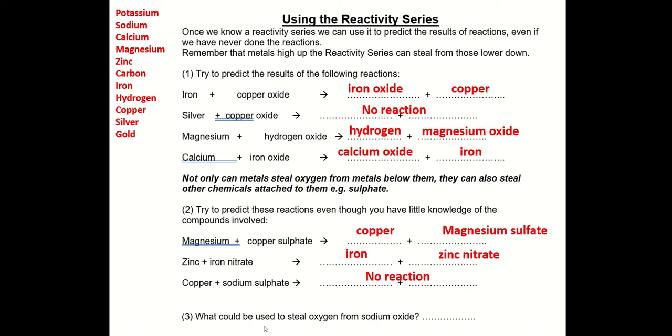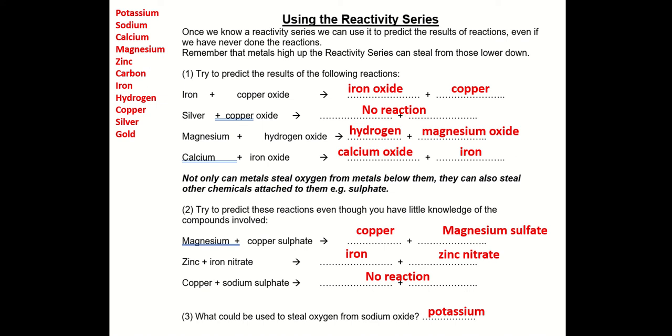Okay, you can even get situations like this. So what could be used to steal oxygen from sodium oxide? Well, if you look at it, sodium's here. So where would we look for something that would steal away from it? That's right, up above it. So the only thing that could steal oxygen away from sodium oxide would be potassium. So the answer is potassium. So think of that. That's the way to use the reactivity series.